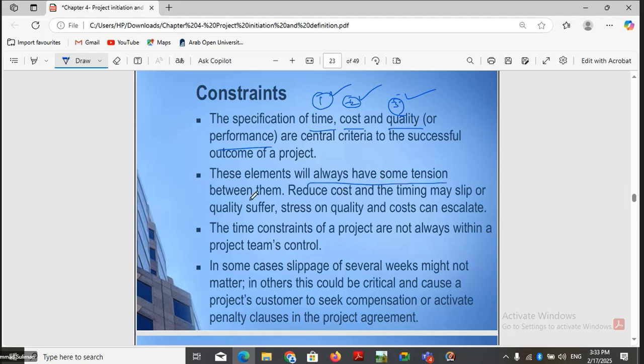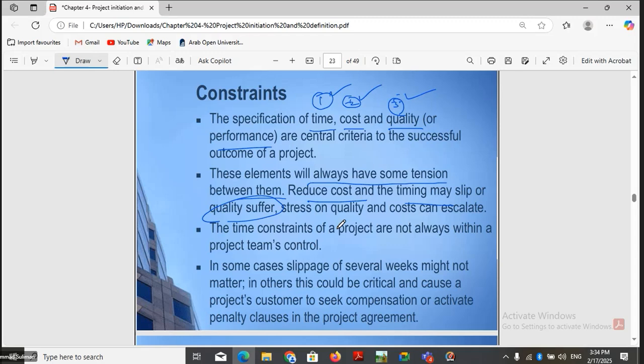These elements will have some tension between them. For example, if you reduce the cost and time, you may suffer on quality. You may not get a quality project if you reduce the cost and time. But the time constraint is not always in our hands. For example, there are suppliers who supply some technologies for the project. A delay in supplying will delay the project, right? So we are not on the plan; we are slipping from the plan. Why? Because something happened, right? The supplier doesn't want to supply the products in some cases.